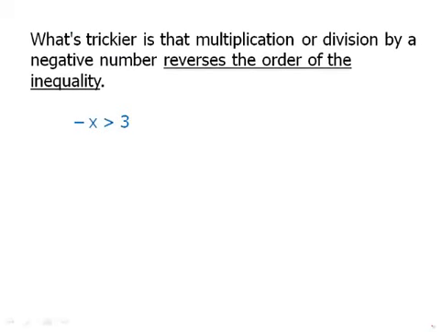What's trickier is that multiplication or division by a negative number reverses the order of the inequality. So for example, if I have negative x is greater than 3, well, if I want to get x by itself, I have to multiply by negative 1. And of course, I'll multiply both sides by negative 1. But that has the effect of changing the direction in which the inequality points. So the negative x becomes a positive x, the 3 becomes a negative 3, and that greater than sign has to become a less than sign. And so the final statement is x is less than negative 3.